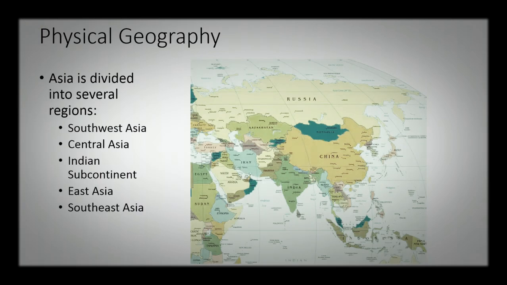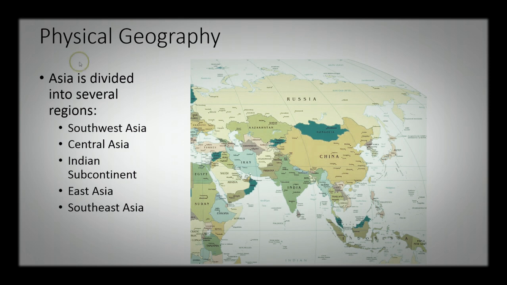This video is going to talk about the physical features of several regions of Asia that we have not yet discussed. Asia as a continent is located on the landmass of Eurasia. Eurasia is a landmass that contains the continents of Europe and Asia. So again, we're going to be focusing on the Asian portion. And there are several regions on the continent of Asia.